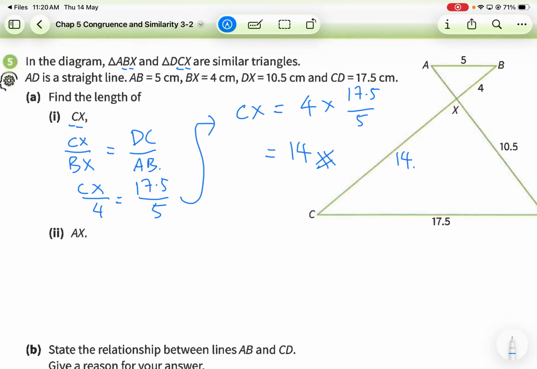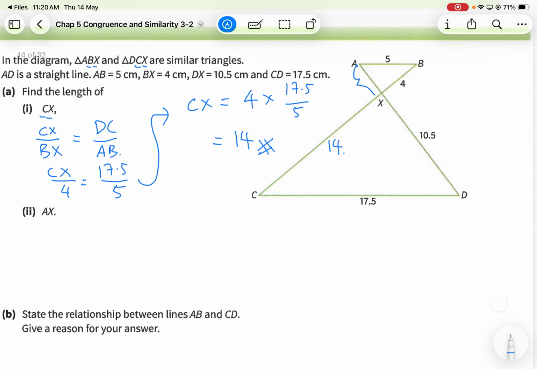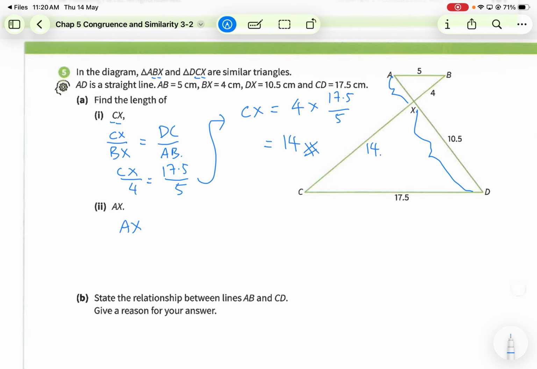AX. Then I must also know AX corresponds to which one. Then I see AX, first and third. So AX corresponds to first and third, DX. So AX corresponds to DX. So same one. If I put AX over DX, this time I put the small one over the big one. Then with the known pair, I must also put the small one over the big one. Then when I find AX, I just multiply DX to the other side.